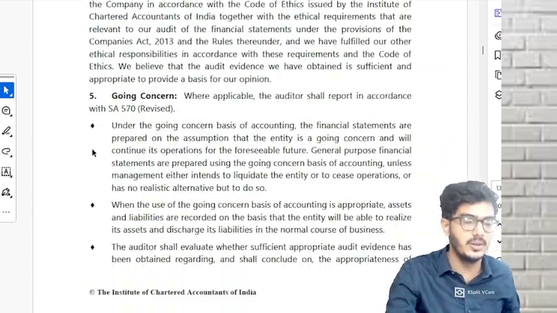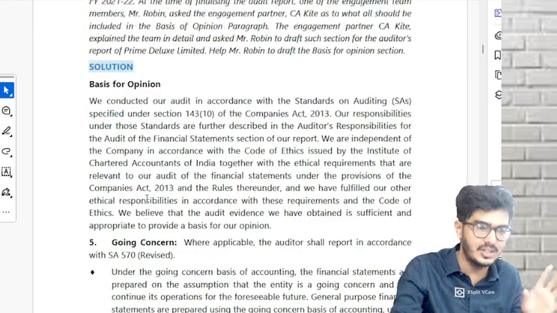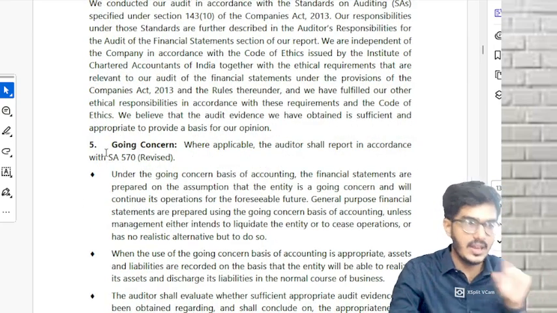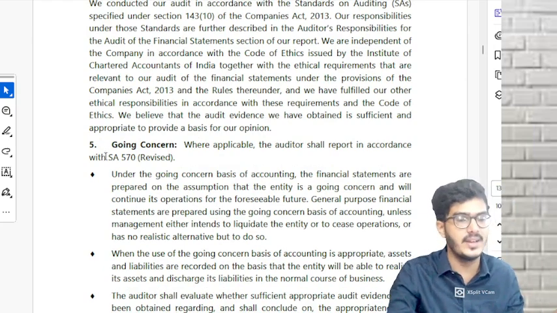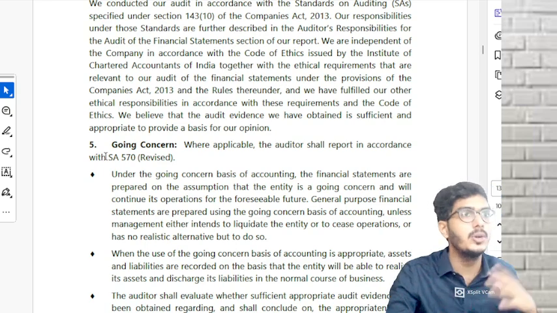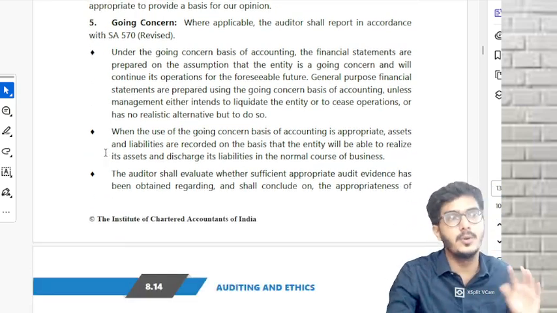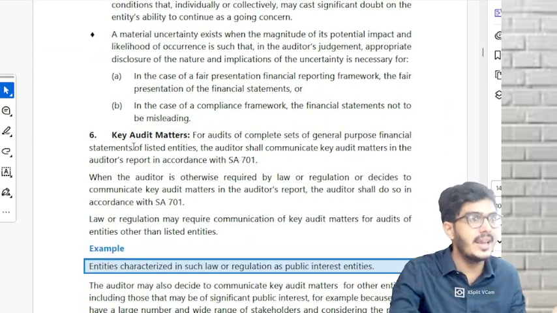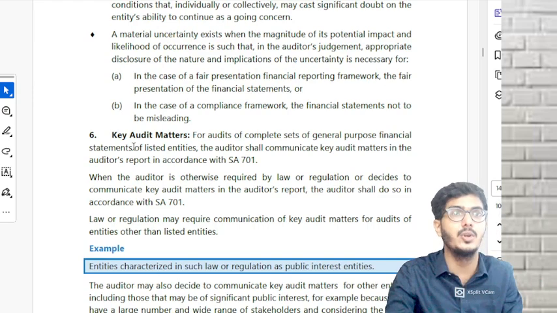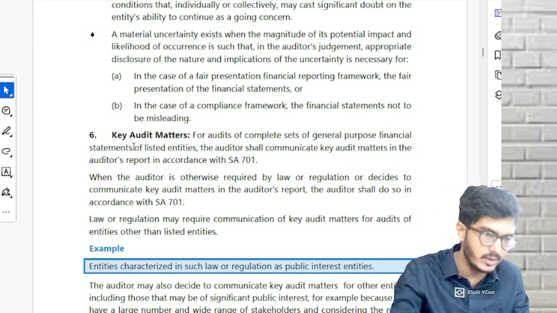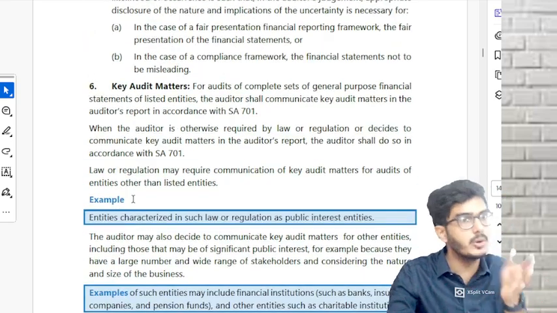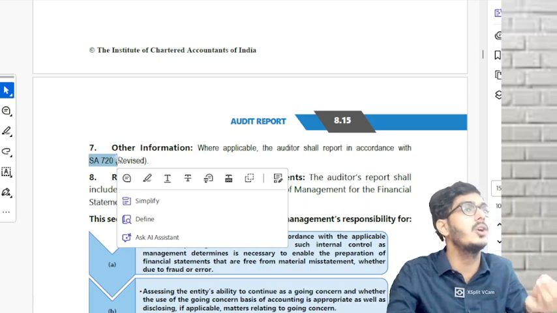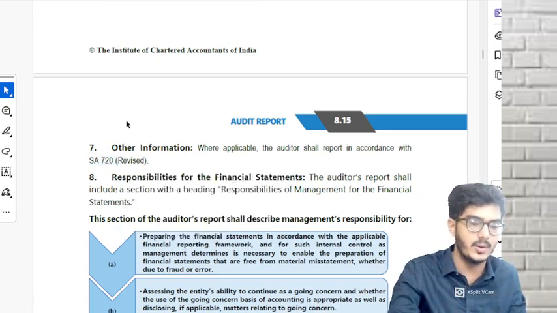Then again they have given this illustration. Going concern, being very honest, there's an entire SA 570. If they want to test, they will test it from SA 570. They are not going to test it over here. But not to take a chance, just put RMN and come out. Take care. Key audit matters. Again, there is a full-fledged SA 701. They are not going to ask over here. So you can put RMN over here also. We are going to do it at SA 701. Other information, SA 720, it is not there in your syllabus. CA Finals, they are not going to ask.